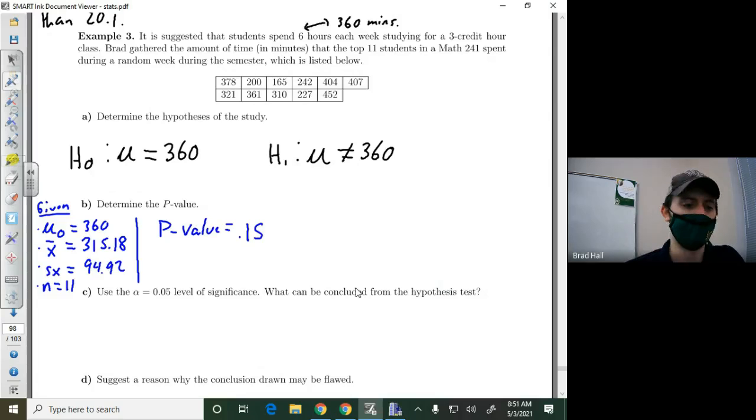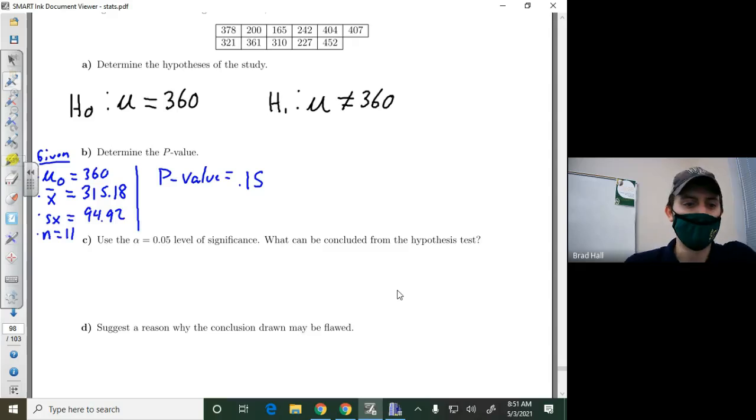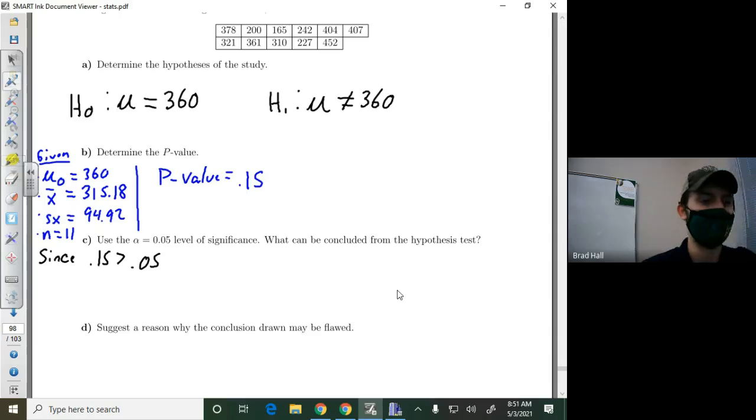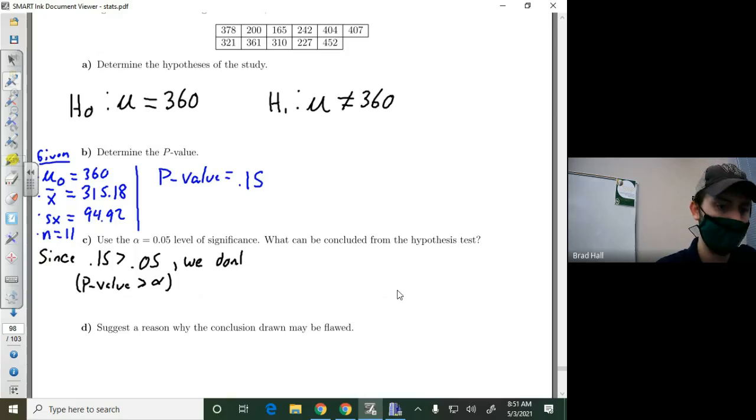And then finally, well, the second to last problem, they give us a 0.05 level of significance. Well, the p-value is 0.15, alpha is 0.05, and obviously the p-value is greater. P-value is greater than alpha. So we do not reject. We don't reject the null hypothesis.